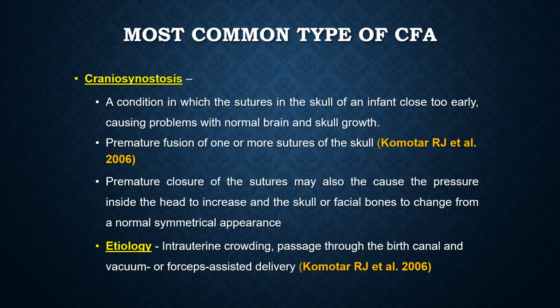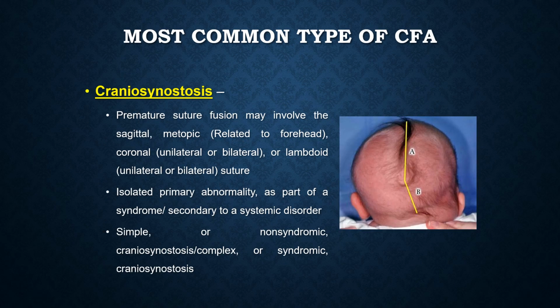Now, there are some most common types of craniofacial anomaly which we see. First one is craniosynostosis. Craniosynostosis is when the sutures of the skull of an infant close too early, earlier than the desired time. So it causes a problem with the development of normal brain and skull growth, or premature fusion of one or more sutures of the skull. Etiology: intrauterine crowding, passage through the birth canal, or vacuum or forceps assisted delivery may cause craniosynostosis. So these are the pictures showing craniosynostosis or premature fusion of sutures.